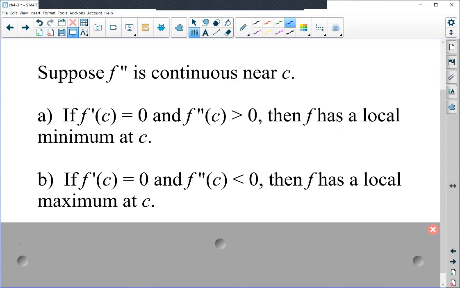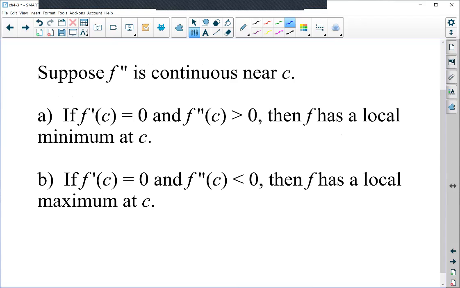If c is a critical value, the first derivative is 0, and the second derivative is negative, we have a local maximum. So think about that. It's an upside down parabola. That vertex is a maximum value. Again, if the first derivative is 0 and the second derivative is 0, we don't have anything. It's not a minimum or a maximum.